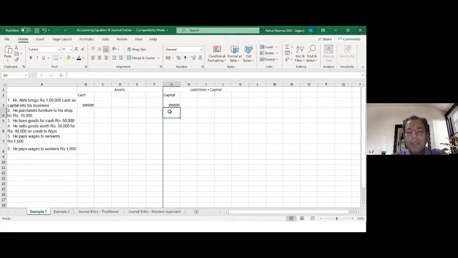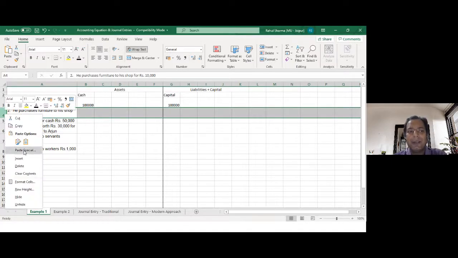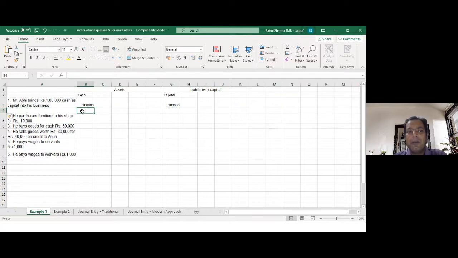So two accounts are impacted. My cash got impacted because cash entered my business, and my capital got impacted because capital is a liability, as the business assumes that it has to be paid back. Now there's some furniture being bought. Furniture is being bought for the shop for rupees 10,000.